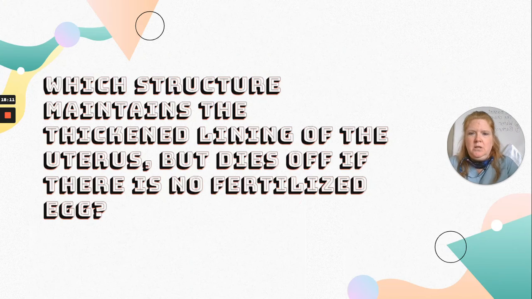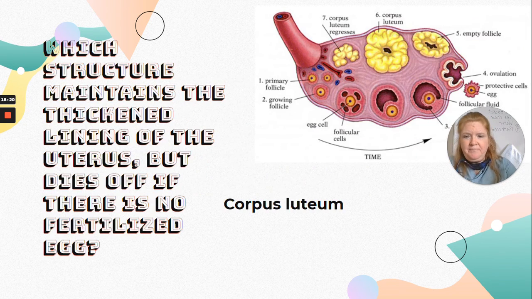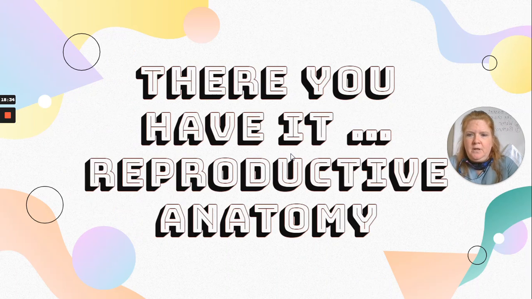So which structure maintains the thickened lining of the uterus but dies if there's no fertilized egg that implants in the uterus? That's the corpus luteum, which you can see here. Here's the egg being released. You can see the follicle, which turns into the corpus luteum, but then it's going to regress and go away if there is no implanted embryo.